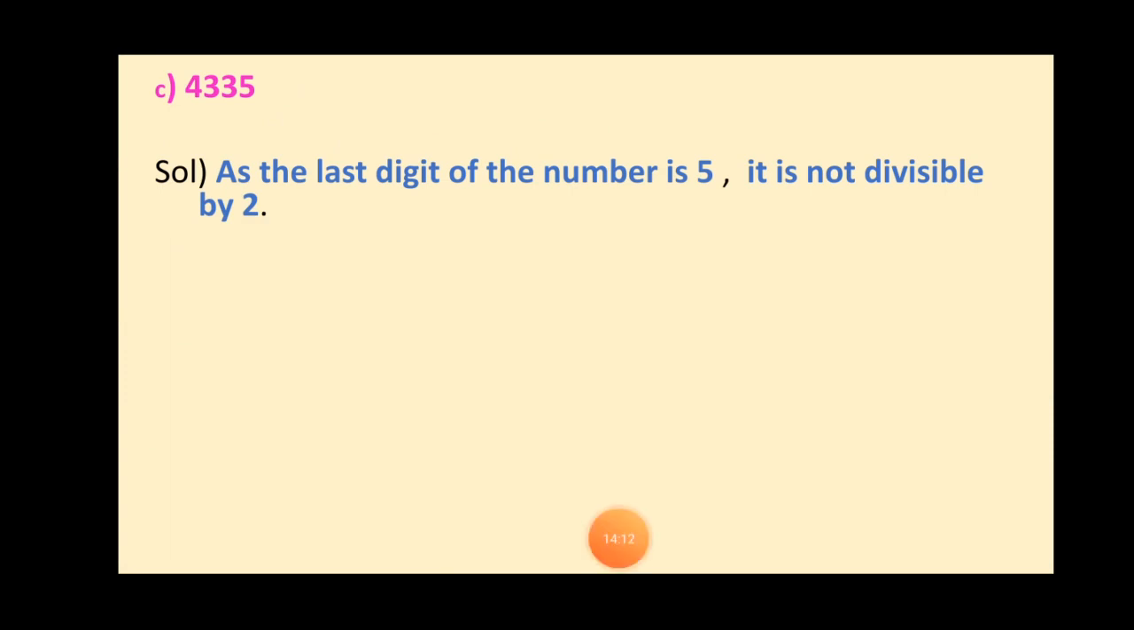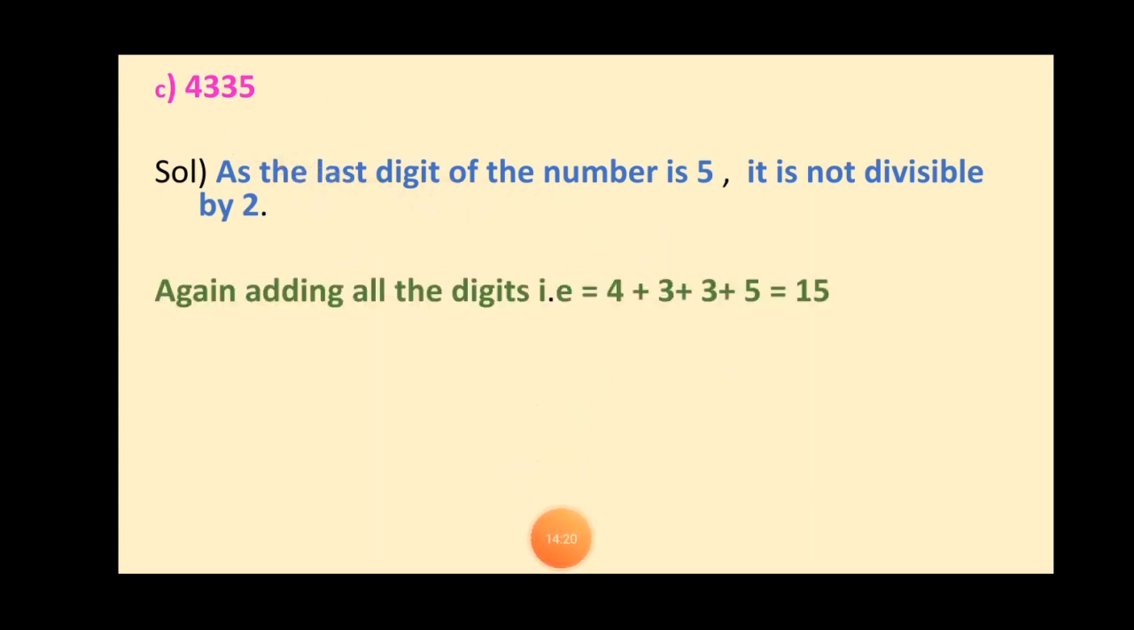Now let's take another number, 4335. Again we will see its ones place digit. You can see here its ones place digit is 5. So we can write directly that it is not divisible by 2.